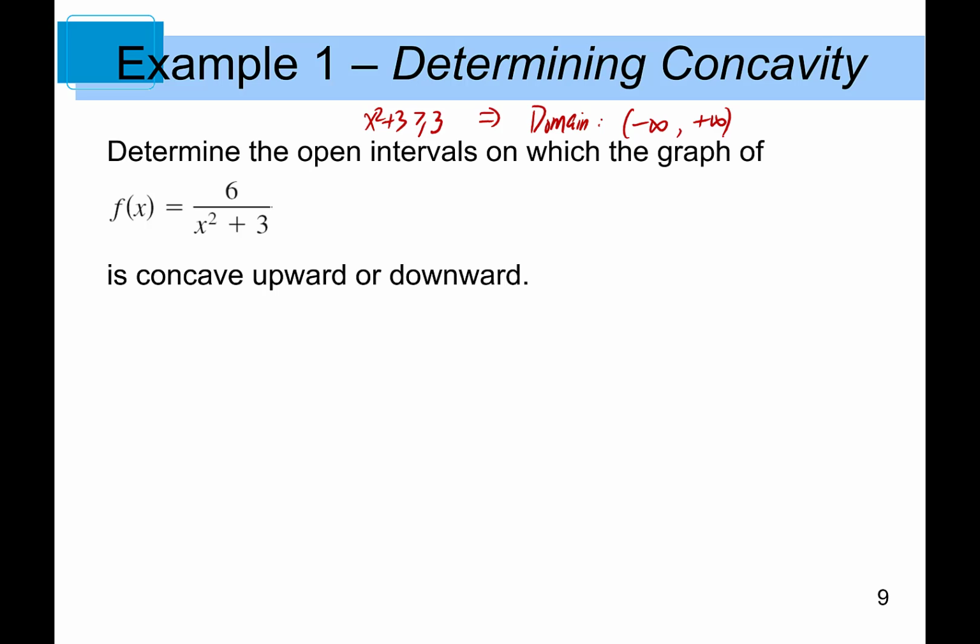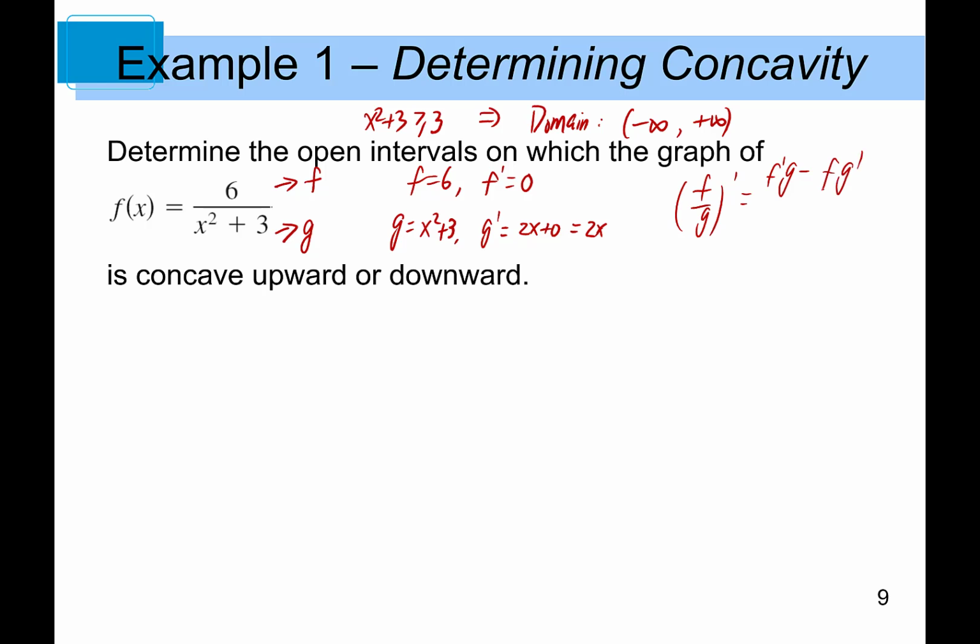But first of all, we need to find the second derivative in order to test the concavity. So we have to find the first derivative in order to find the second derivative. And here we're going to use the quotient rule. The numerator is f, the denominator is g. f equals 6, so f prime, the derivative of a constant, is 0. g equals x squared plus 3, and g prime is going to be 2x plus 0, which is just 2x. Now we can apply the quotient rule: f prime g minus f g prime over g squared.